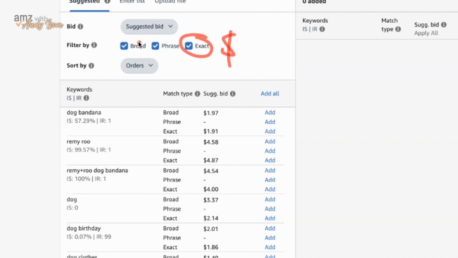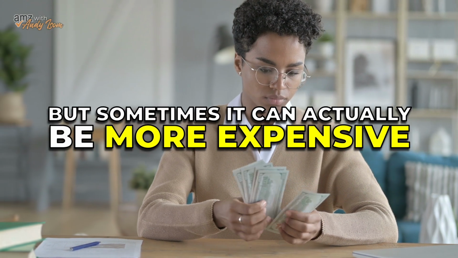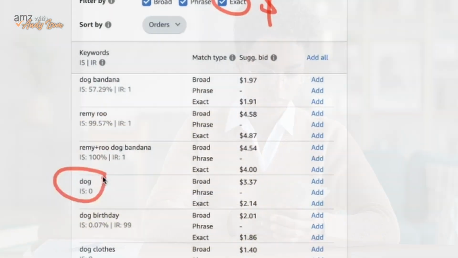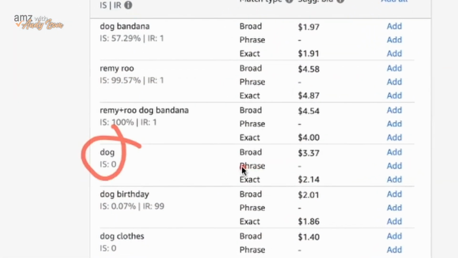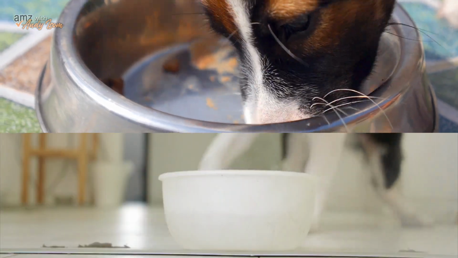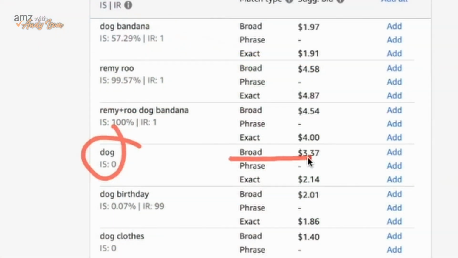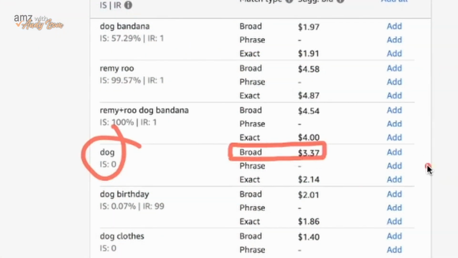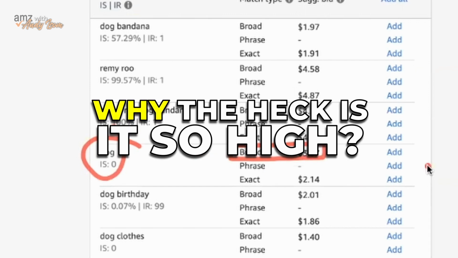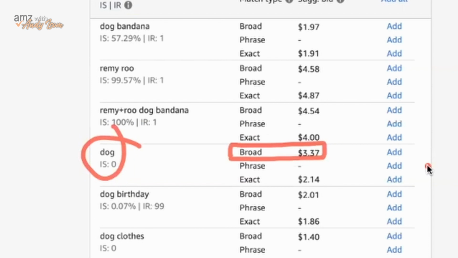Whereas broad match is the outlier because sometimes it can be cheaper, but sometimes it can actually be more expensive. For example, look at this one, dog. They could be looking for anything. They could be looking for dog food, dog bowls, dog beds, dog leashes, dog collars, anything. So you can see the broad keyword is a high price. And you might be thinking, why the heck is it so high? It's not an exact match. It's not really strong buyer intent. Someone's just typing dog. What are they trying to find?